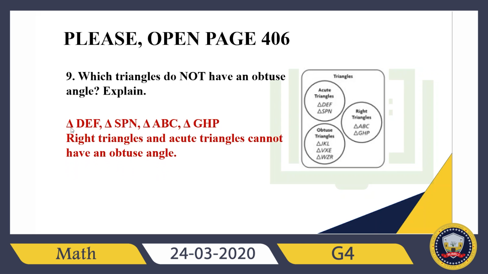So I can say triangle DEF, triangle SPN, triangle ABC, and triangle GHP do not have an obtuse angle, because I know acute triangles include 3 acute angles. Right triangles include 1 right angle and 2 acute angles. Only obtuse triangles include 1 obtuse angle. So it means all acute triangles and all right triangles do not have an obtuse angle.